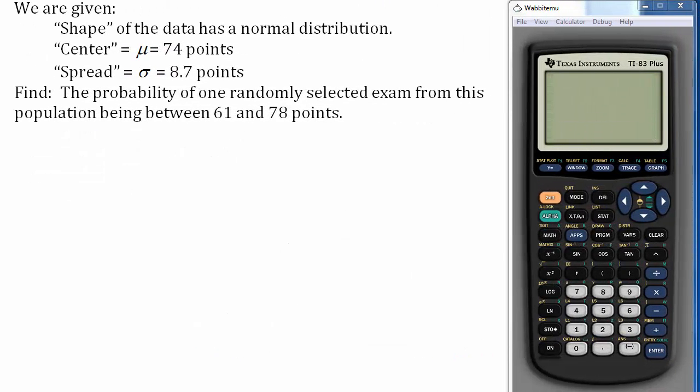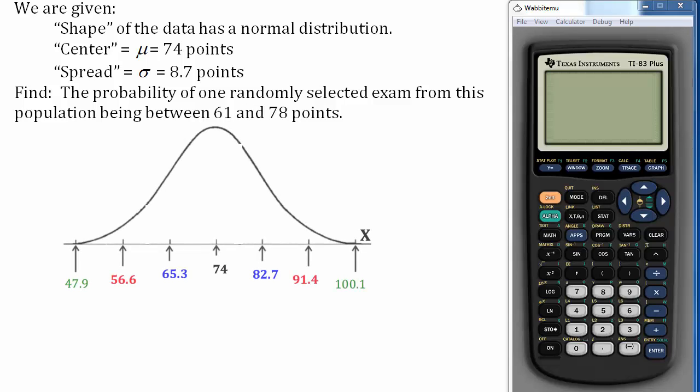We've been given the shape, center, and spread. It's all that needs to be said. And now we could find the probability of one randomly selected exam from this population being between 61 and 78 points. And you know the first thing I'm going to do, I'm making a sketch. All right, let's find 61 on here. Where would that be? Oh, it's right here.